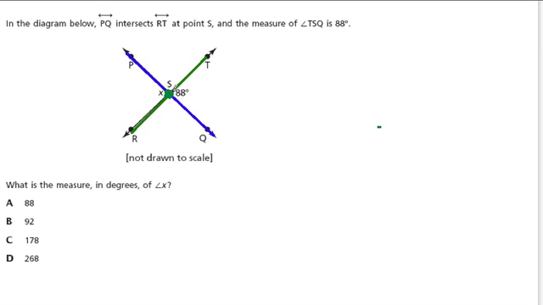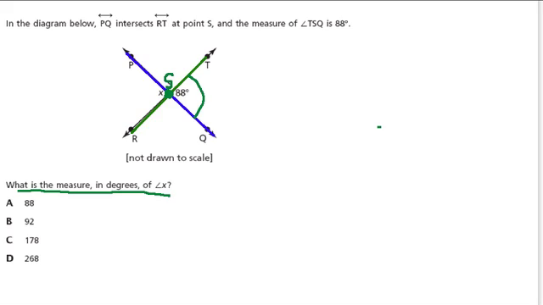So here they label the point, here's S. The measure of angle TSQ is 88 degrees. So here's T, S, and Q. They form this angle of 88 degrees. What is the measure in degrees of angle X?